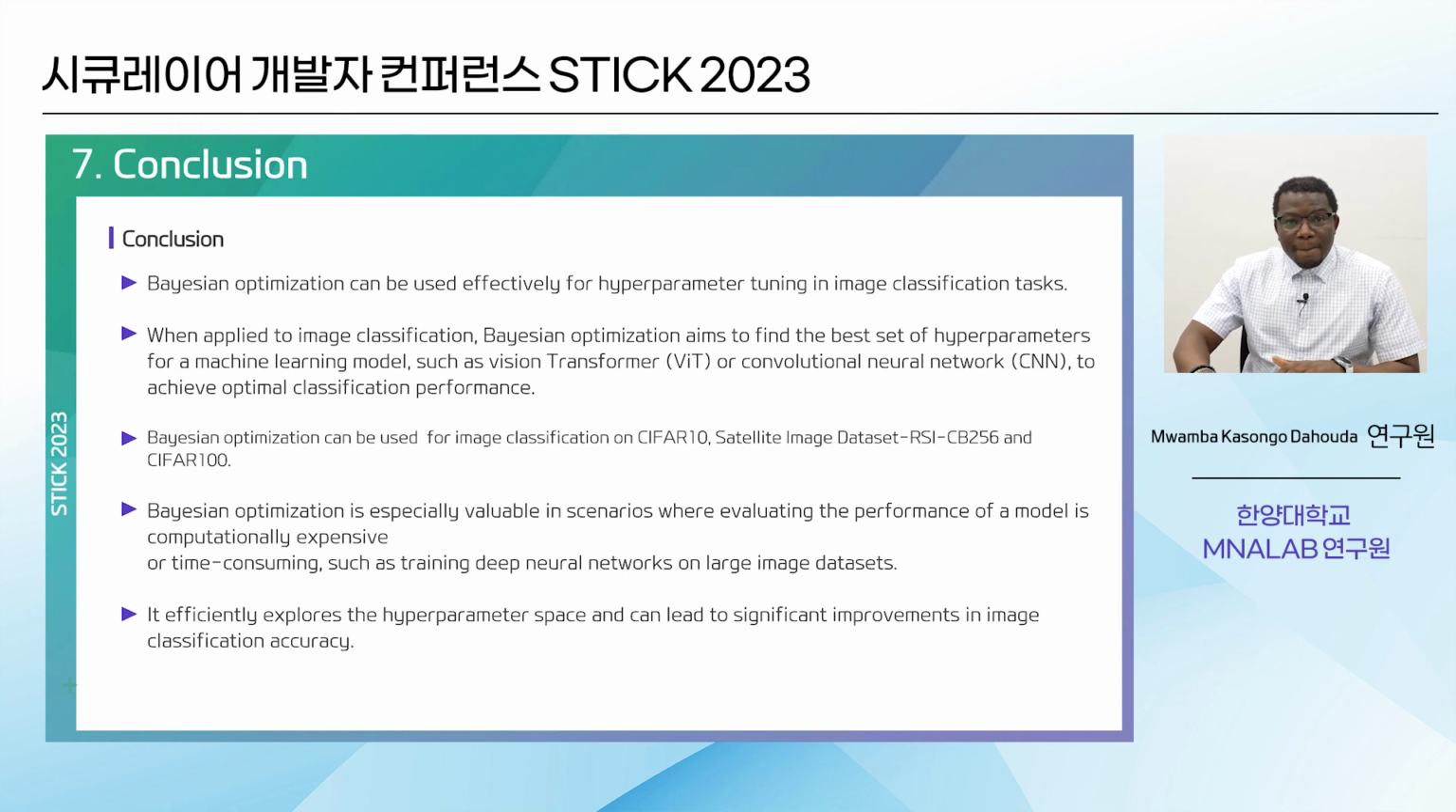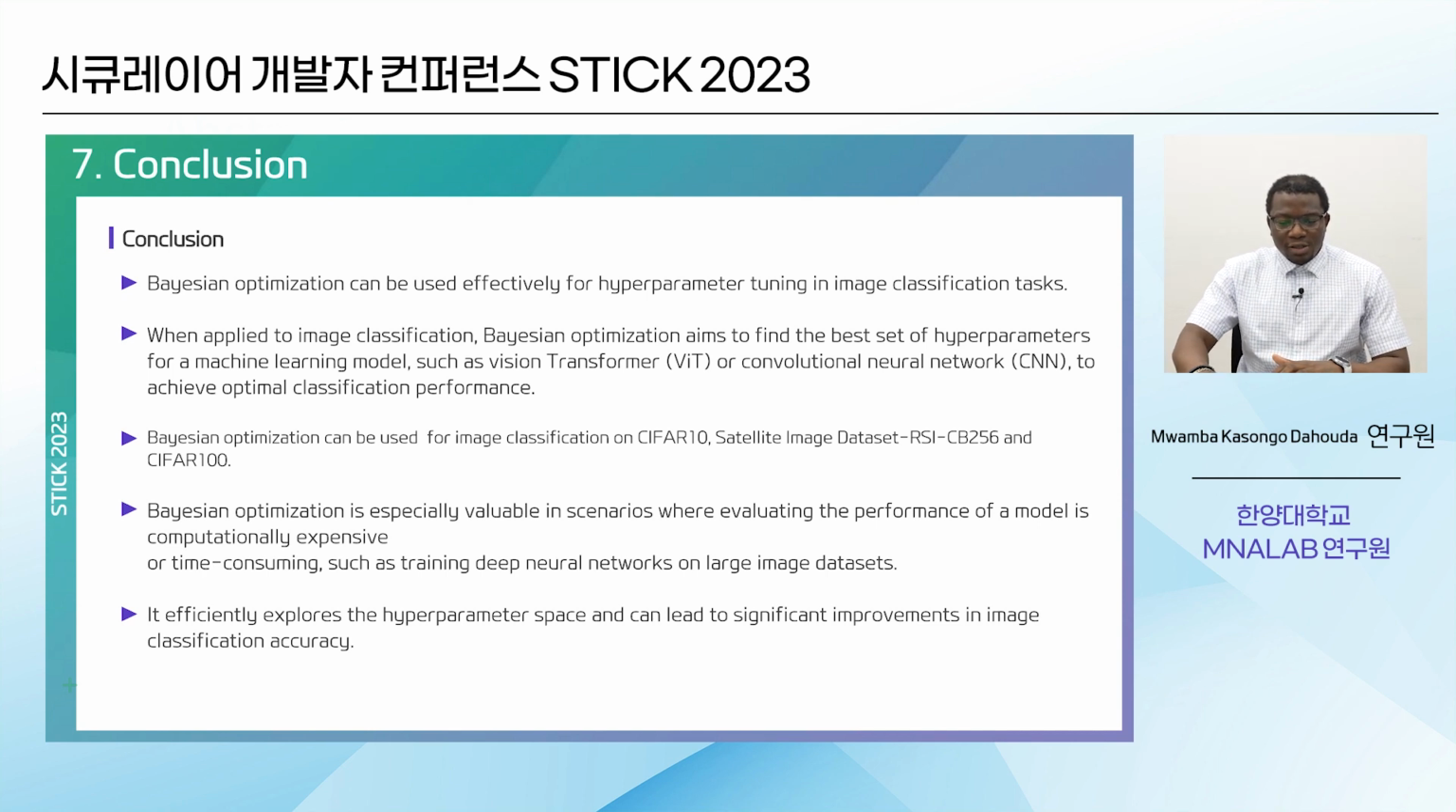In conclusion, Bayesian optimization can be used effectively for hyperparameter tuning in image classification tasks. When applied to image classification, Bayesian optimization aims to find the best set of hyperparameters for a machine and deep learning model, such as the transformer vision or a CNN model, to achieve optimal classification performance.